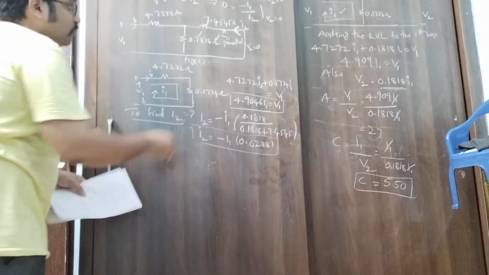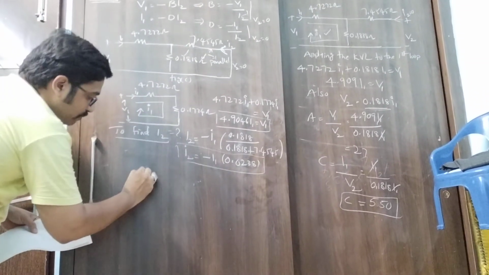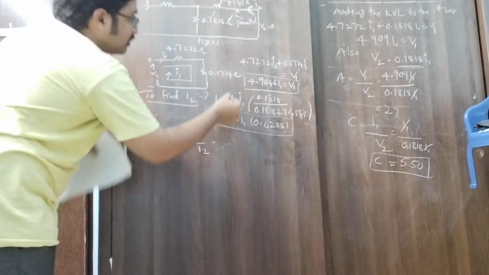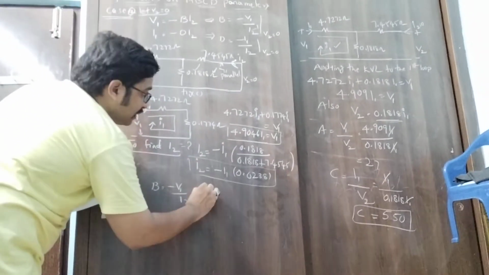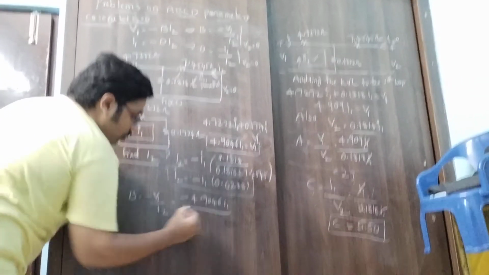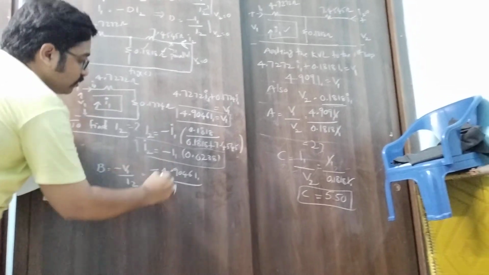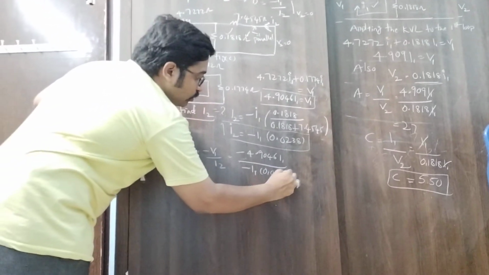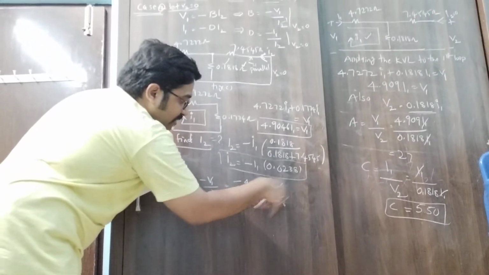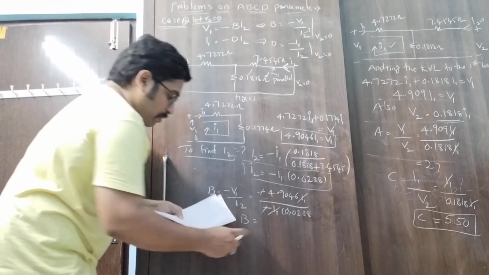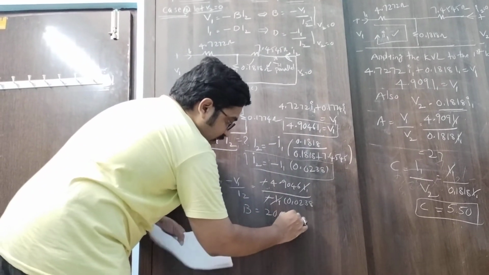Now you can easily find out what B is. B is equal to minus V1 divided by I2. What is the value of V1? You have got 4.9046 into I1, whole divided by I2, which is minus I1 into 0.0238. So minus I1 and I1, minus and minus get cancelled. B is equal to, you are going to get 206.07.